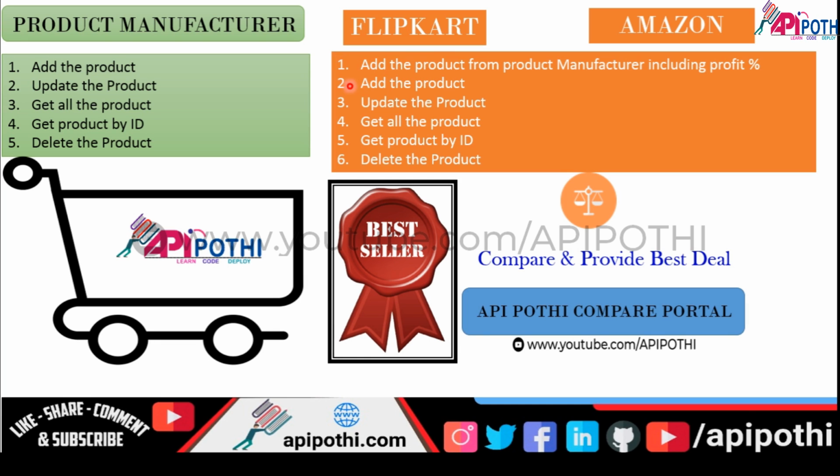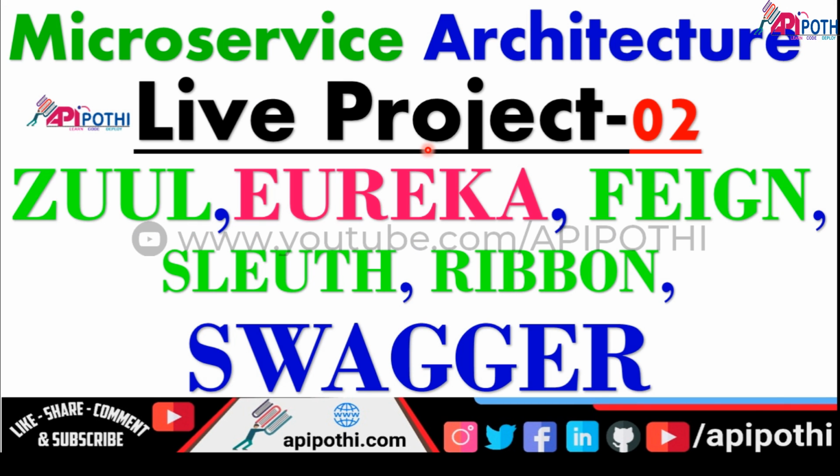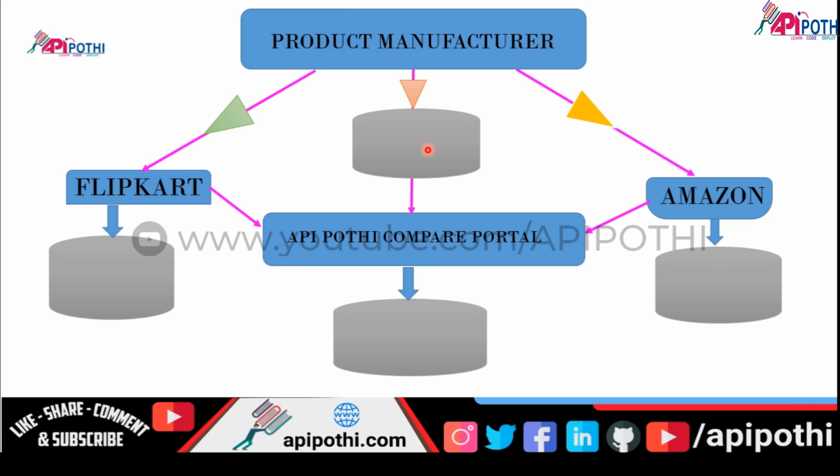Apart from that, they can add their own products: add, update, delete, get all. These are all again CRUD operations. So this is the basic business of our microservice architecture. In total we have four microservices, and each microservice has its own database. All the microservices we are going to build, these are the APIs we are going to use in the following order, right?